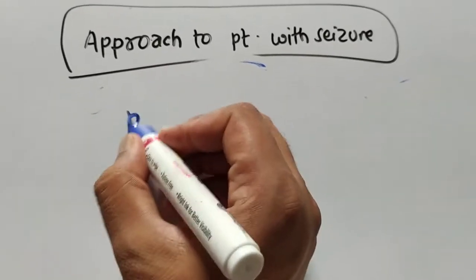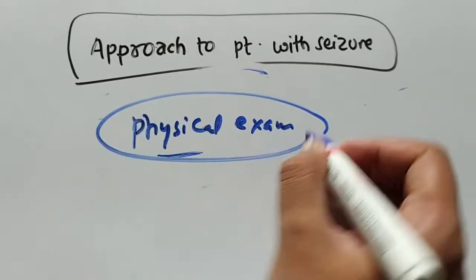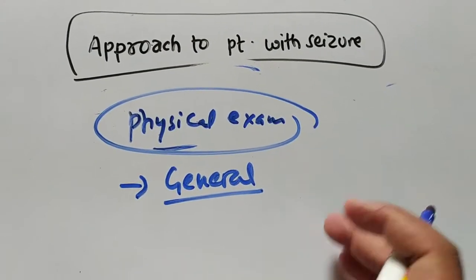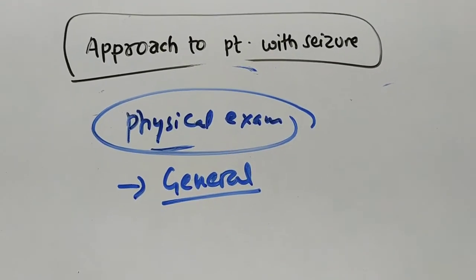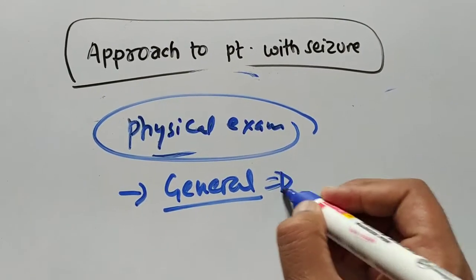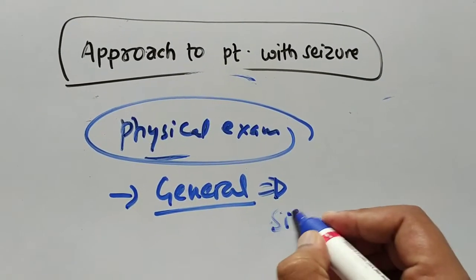So what will we do in the physical examination? Basically in the physical examination, you should always do the general physical examination. In the general physical examination, generally you should look at all of the body systems. That is similar in the case of any disease or any patient. And you should see for any sign of infection or not.